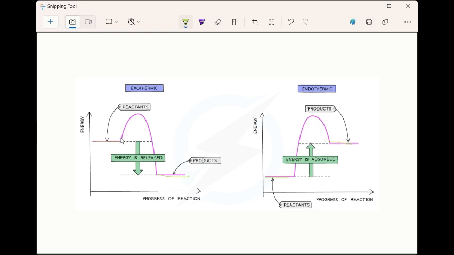This middle part where it kind of goes up first, that happens for both of them, and that's called the activation energy. So the reason why it has to go up this high is because it needs to meet the activation energy. And again, as a reminder, activation energy is the energy required for the reaction to actually happen.